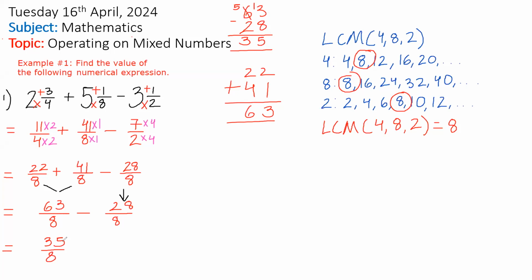We're finished. No, sir. So if we're not finished, what do we need to do? We need to divide. We need to write 35 over 8 as a mixed fraction or improper fraction. So let's go ahead and do that. And how can we change it into a mixed fraction? By dividing, for sure. So let's divide.